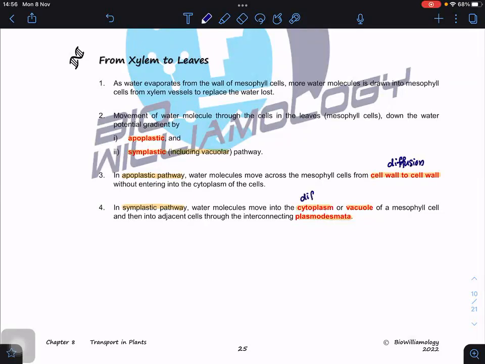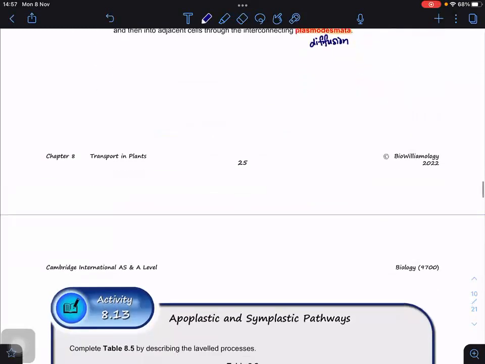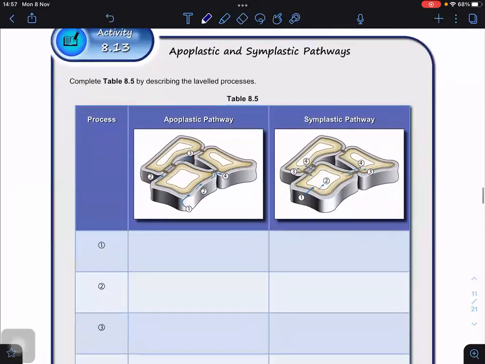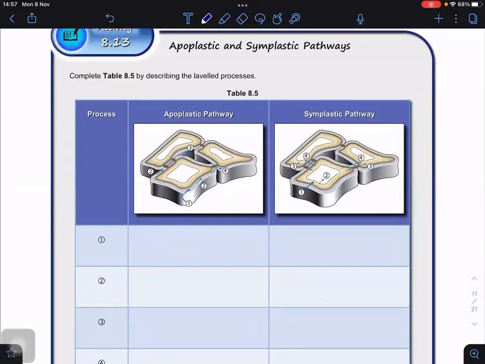Cytoplasm, again by diffusion. Vacuole, because it involves the tonoplast, so osmosis. And plasmodesmata, because there is no involvement of membranes, so diffusion again. But overall you can see that they still move down the water potential gradient. Okay, so let us compare between these two, apoplastic and symplastic pathway, based on the descriptions here, number 1, number 2, number 3, and number 4.